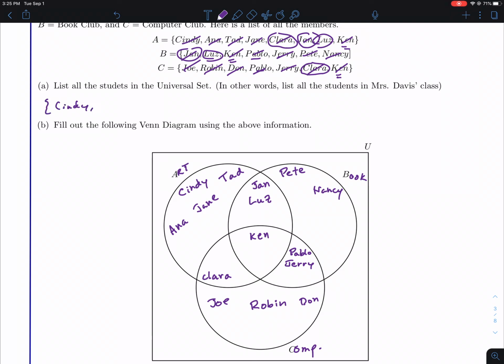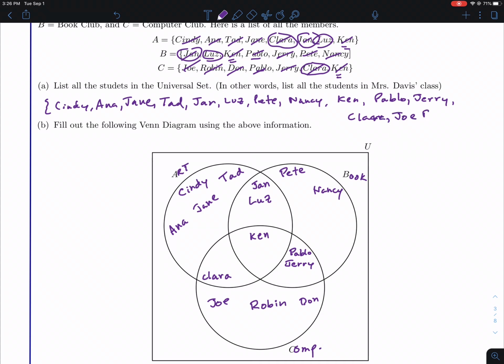So we've got Cindy, Anna, Jane, Tad, Jan, Luz, Pete, Nancy, Ken, Pablo, Jerry, Clara, Joe, Robin, and Don. All right, so that takes care of everybody that's in all the different circles.